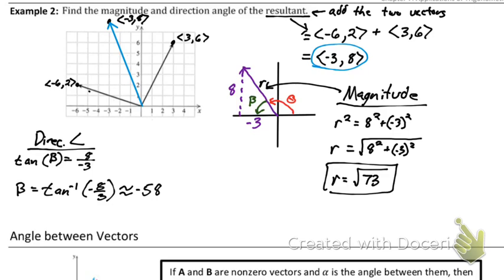Can anyone confirm that? Negative 69. Yes, I got it. Oh, is it negative 69? Yeah, I got it. All right, negative 69 degrees.